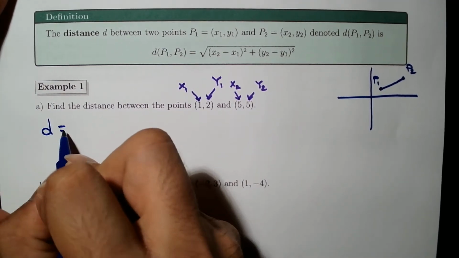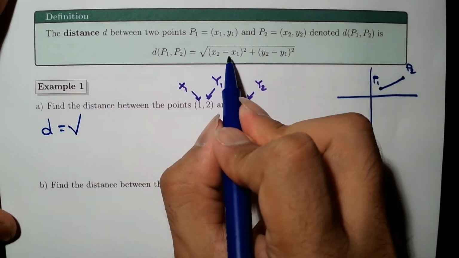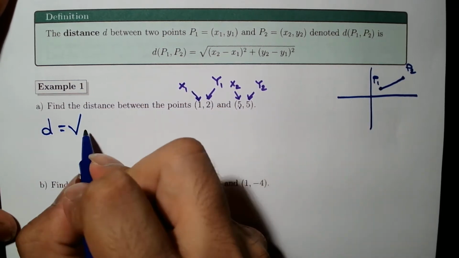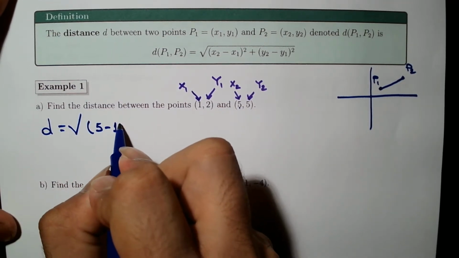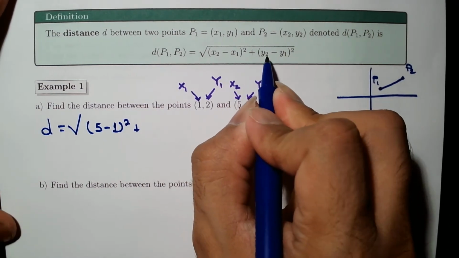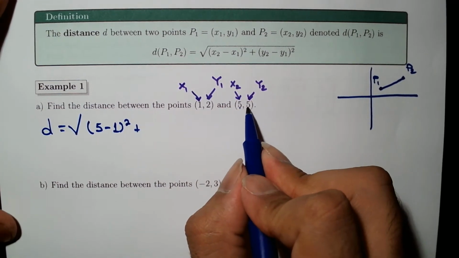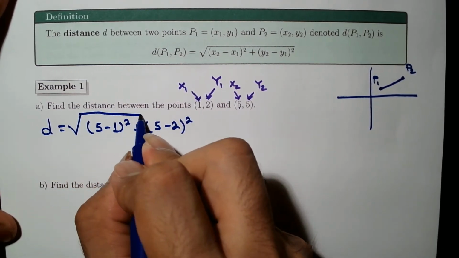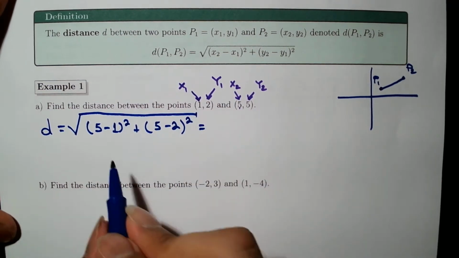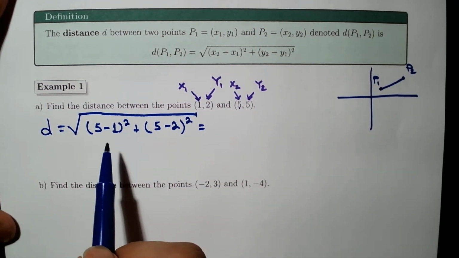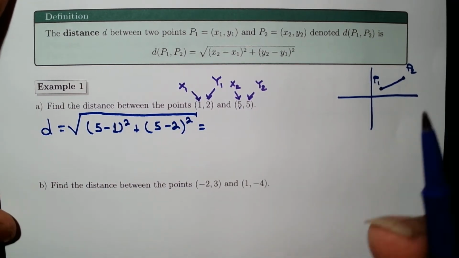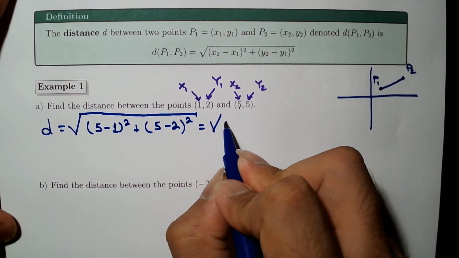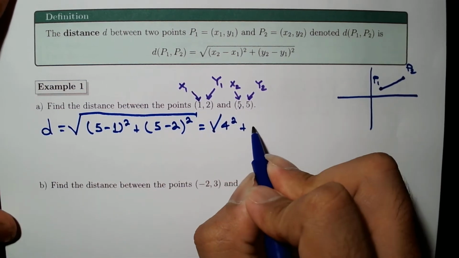So in this case, d equals the square root of x2 minus x1, which in this case is 5 minus 1, quantity squared, plus y2 minus y1, which in this case is 5 minus 2, quantity squared. And all we do from here is simplify this expression. Again, keep in mind the PEMDAS order of operations. Whatever is in the parentheses goes first. So 5 minus 1 is going to be 4, plus 5 minus 2, which is 3.